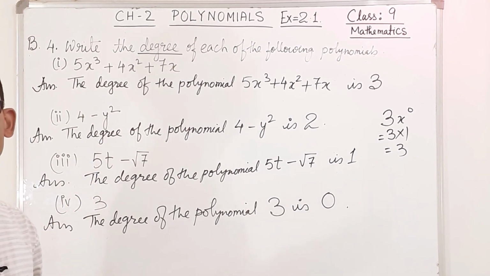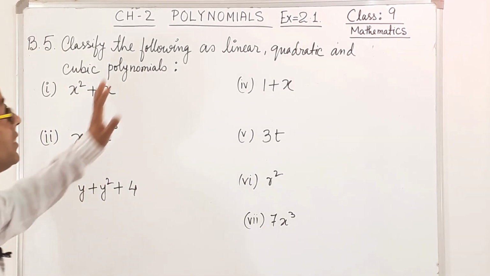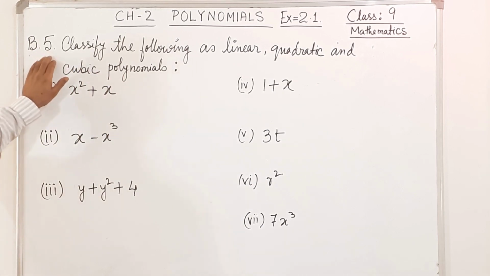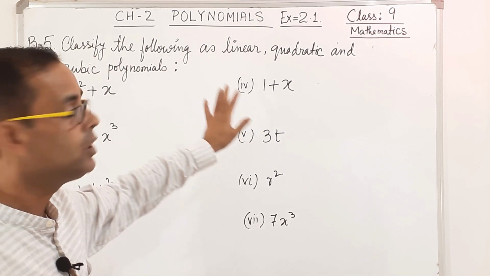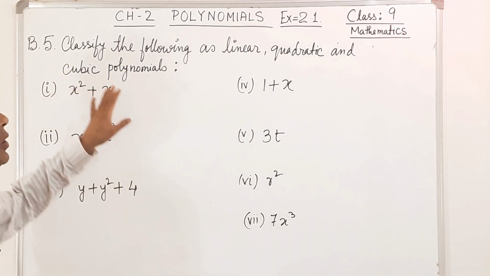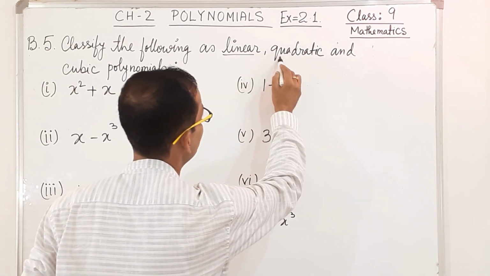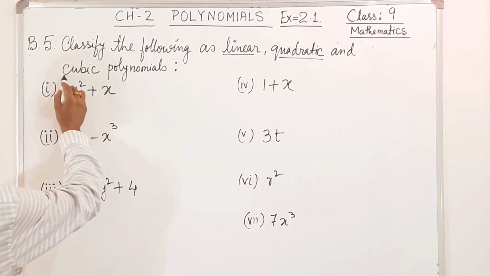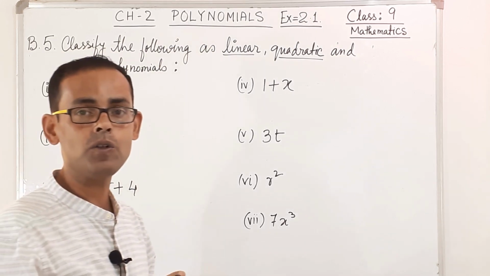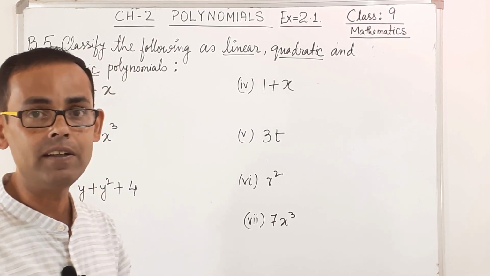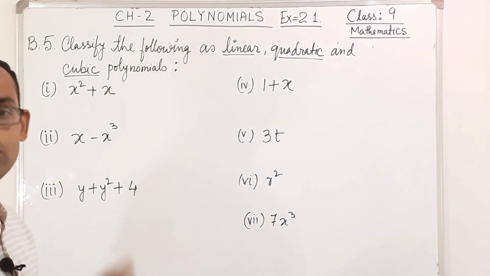Practice. Now we will move on to the next sum. Now the last question of this exercise 2.1, question number 5. Classify the following as linear, quadratic and cubic polynomials. Okay, so you have to classify them, whether it is a linear polynomial or quadratic or cubic. The previous sum was very interesting one, because they have asked the degree, because based on that degree only we can say linear, quadratic or cubic.